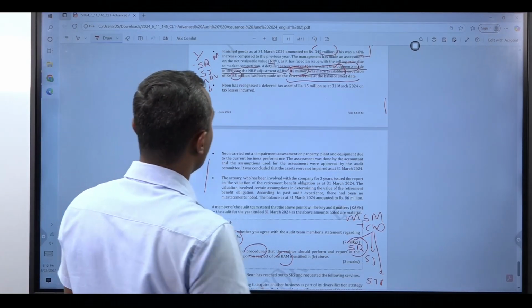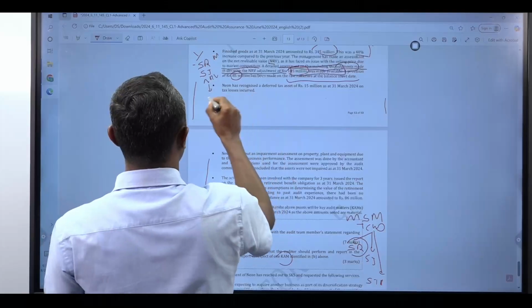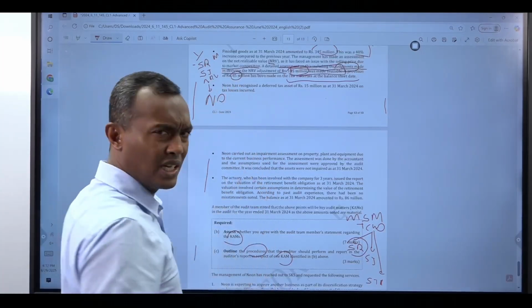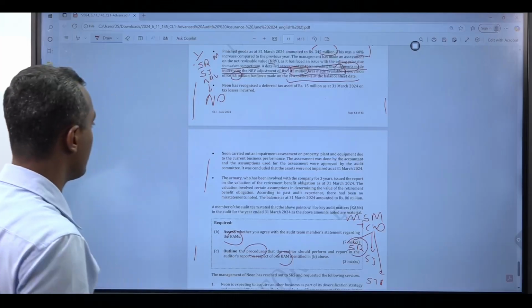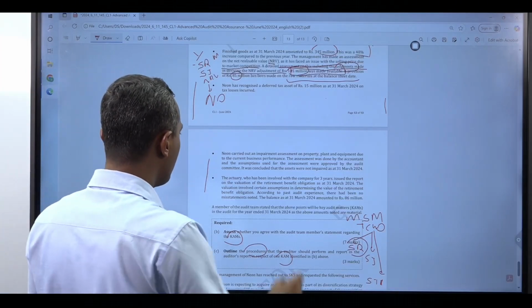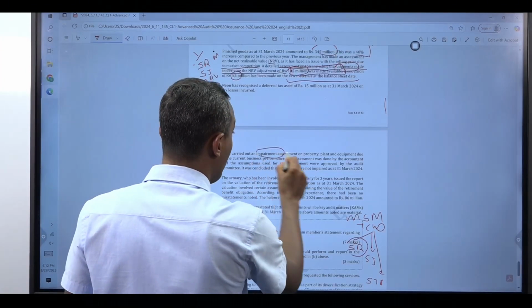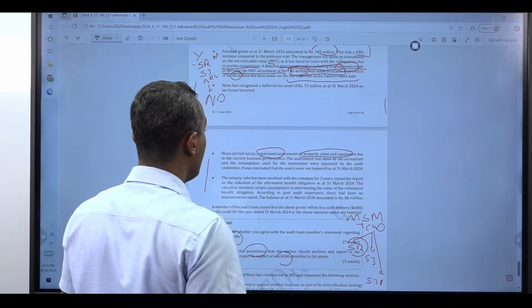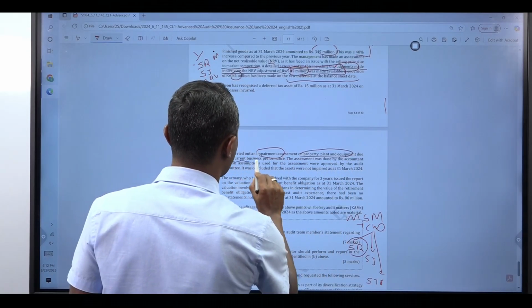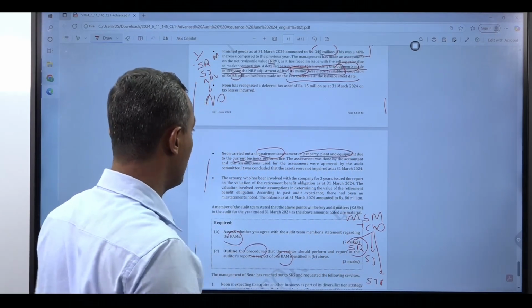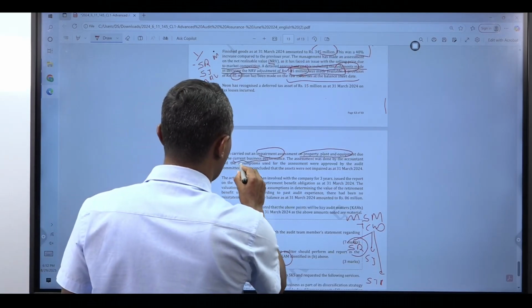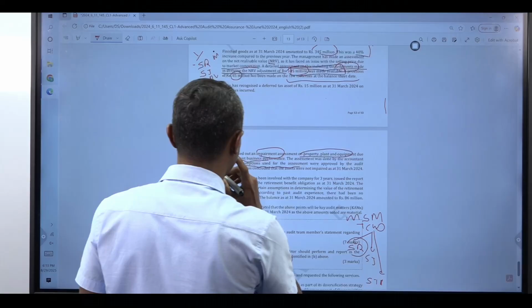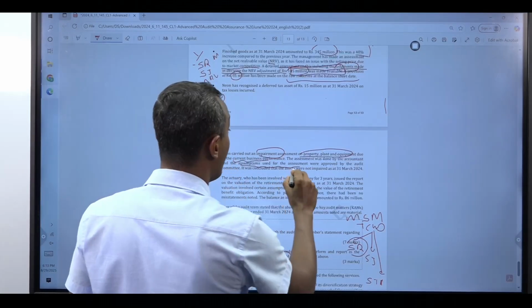We will decide. So deferred tax, 15 million, so not material. Answer is no. If something is not material, don't bother, because the whole of auditing works on the concept of materiality level. Then it talks about an impairment assessment of PPE, due to the current business performance. The business performance has dropped. The assessment was done by the accountant, and the assumptions used for the assessment were approved by the committee. It was concluded that the asset was not impaired.